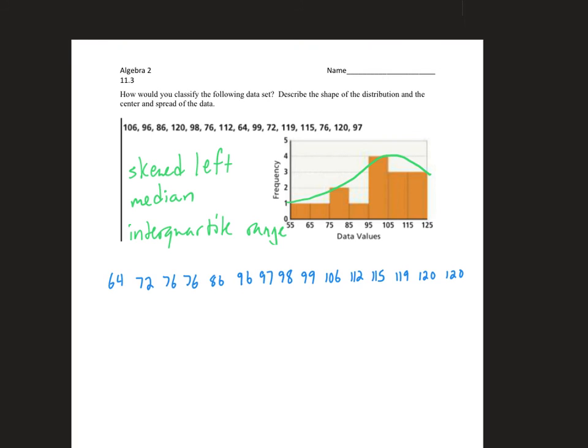Okay, so I have put the data in order. The middle number, or the median, we've got 15, so the 8th number is in the middle. So our median is 98. If we look at the first half, the first quartile is 76. Look at the second half, the third quartile is 115. So if we do 115 minus 76, we get 39 for our interquartile range. So those are the measurements that are best suited for this data.